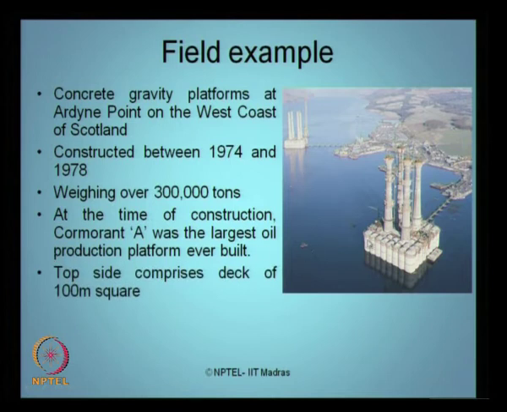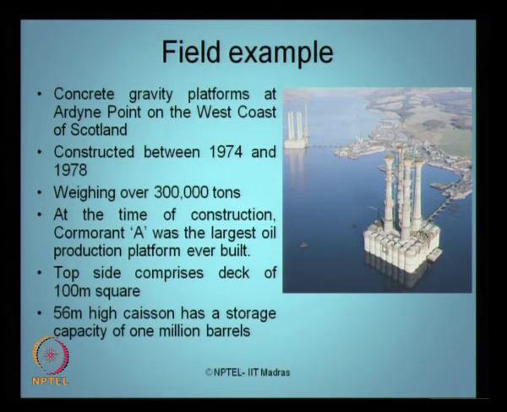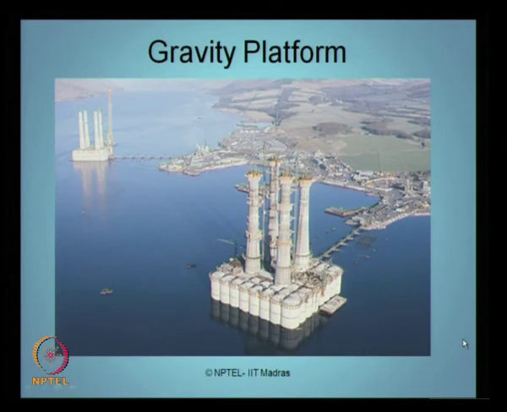The top side you see here comprises a deck of about 100 square meter area. It has about 56 caissons at the bottom, which have a storage capacity of 1 million barrels of oil in total. It is carried by 4 towers, each about 116 meters high. Just to give you a physical feeling, it is as good as about, let us say, a 75 to 100 story building.